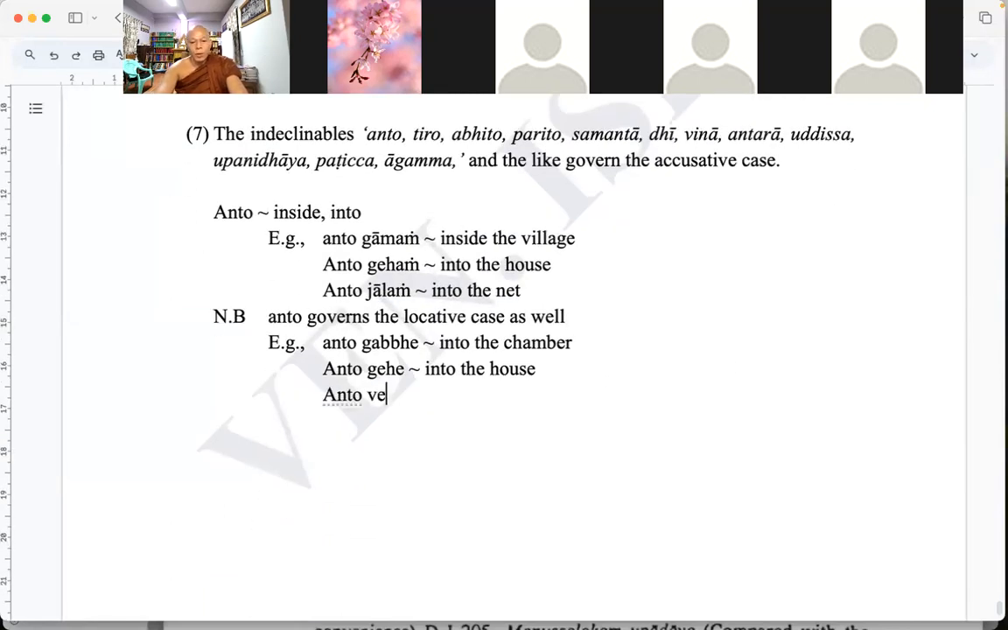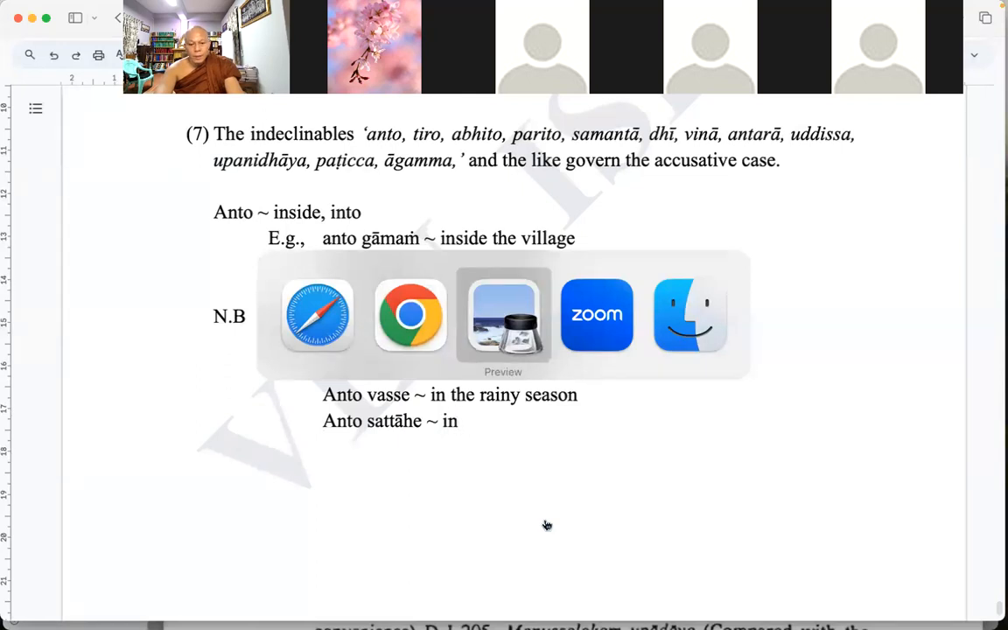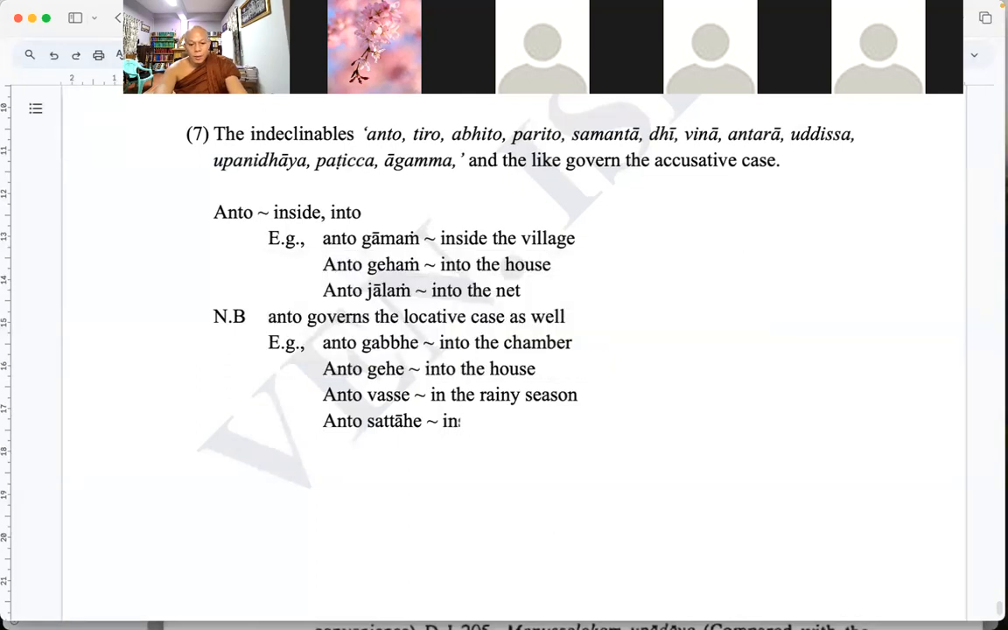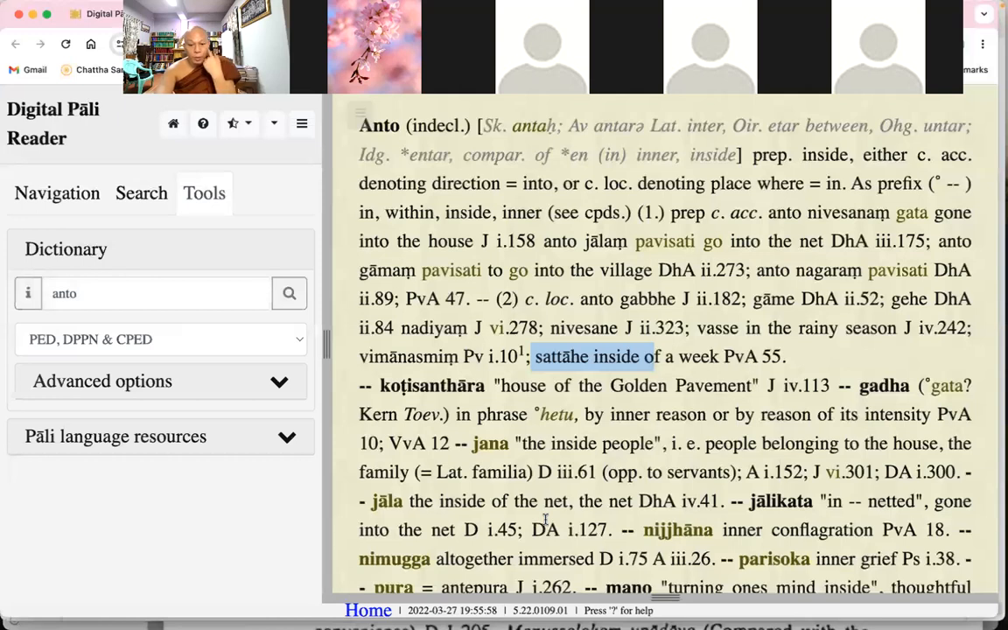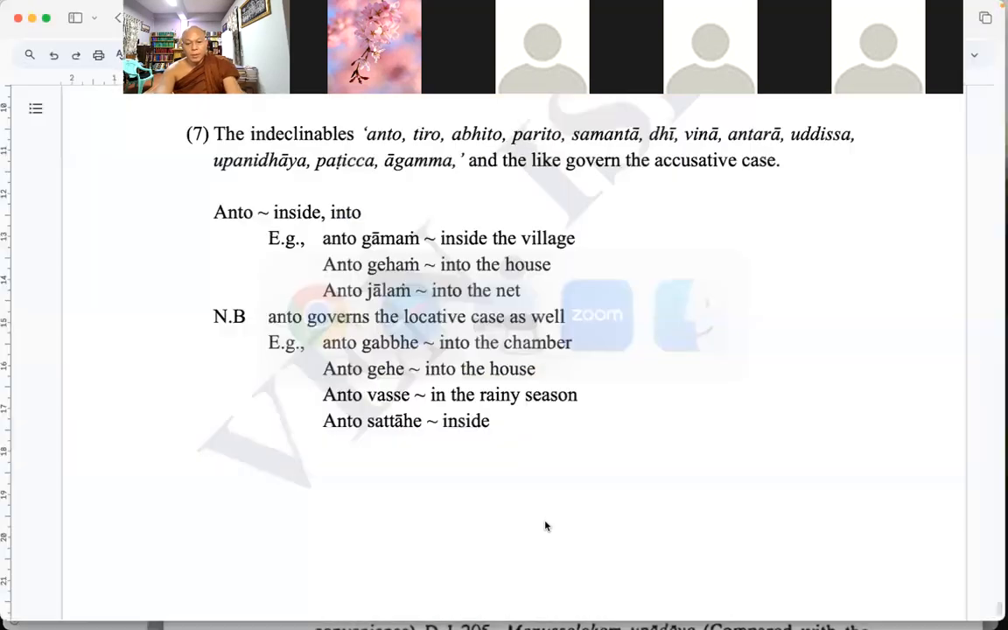So ando was seen in the rainy season. So ando sadahi, inside there, so inside of a week, and also sadahi. Sadaha means seven days. So in this way, okay.